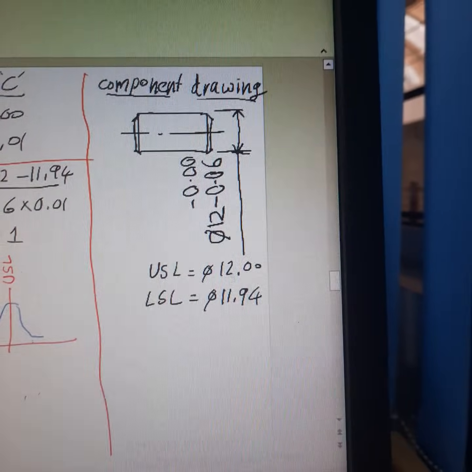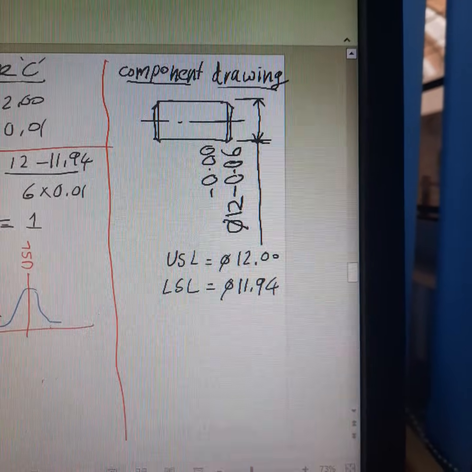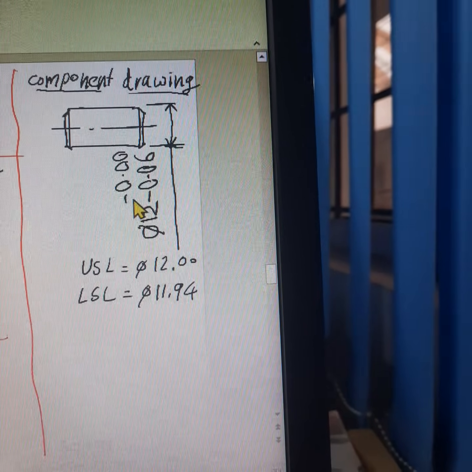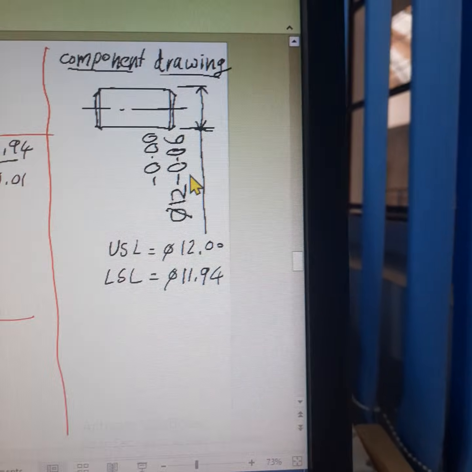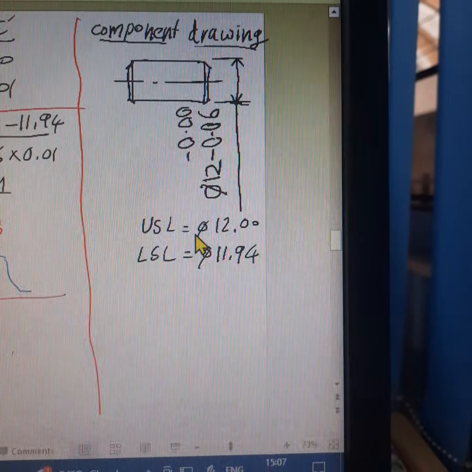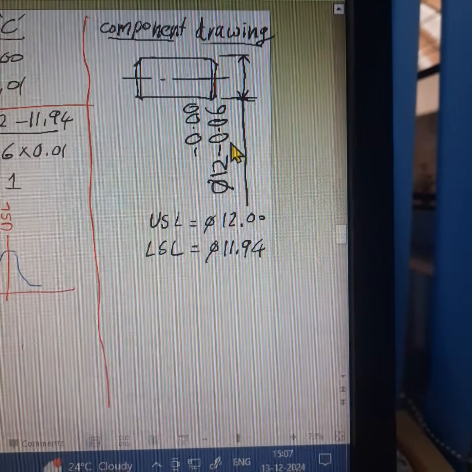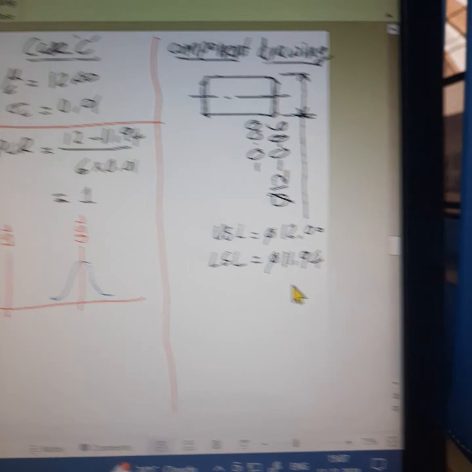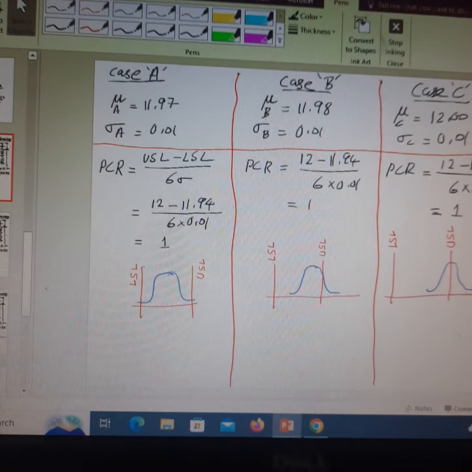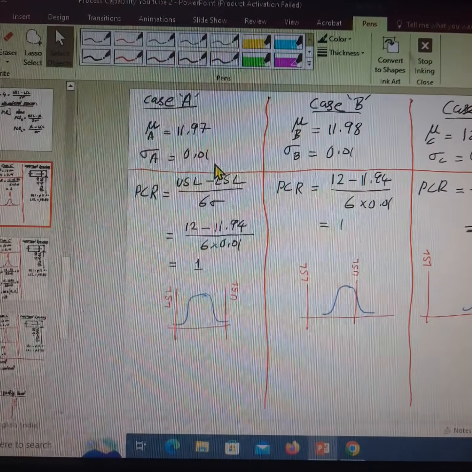This component has to be produced in mass quantities. The drawing size is 12 minus 0, minus 0.06. So from this, the upper specification limit is found as 12 mm and the lower specification limit, 12 minus 0.06, is 11.94. The process capability study gives a result of mean of 11.97, standard deviation of 0.01.